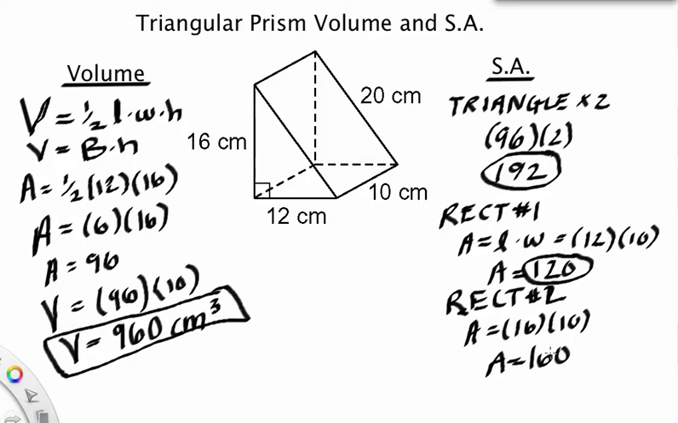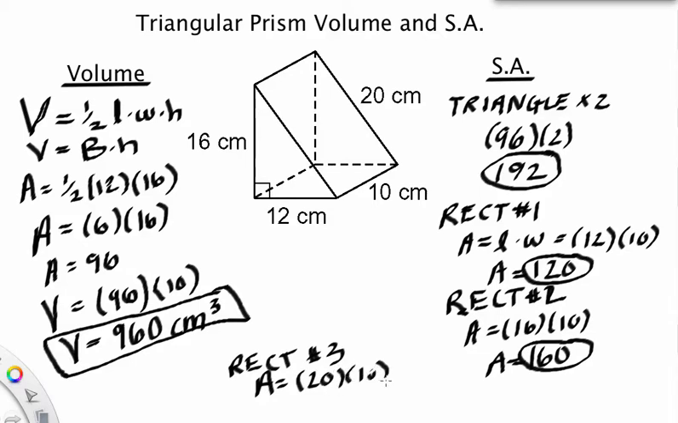And now it's just a matter of finding the area of that last rectangle. Rectangle number 3. And that's going to be the slanted side rectangle. That's going to be a 20 by 10. So A equals 20 times 10, which is going to be 200.